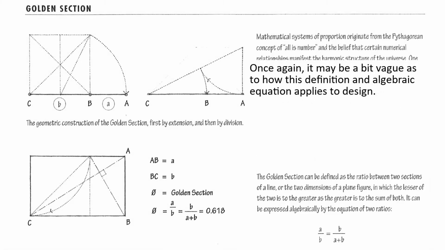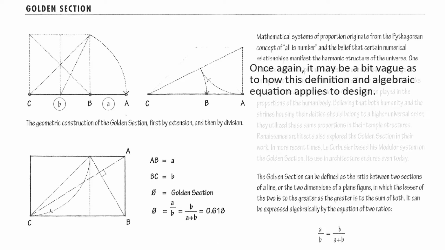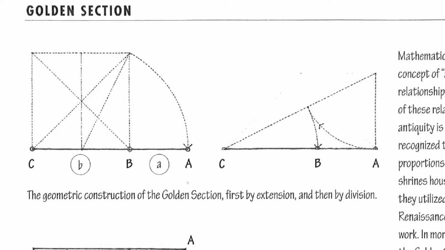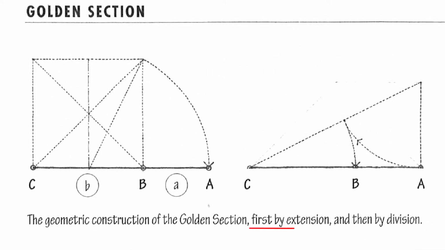And once again, it may be a bit vague as to how this definition and algebraic equation applies to design. How can we actually apply the golden section to a design? First, the figures to the left will need to be further explained. The first method is creating the golden ratio by extension.